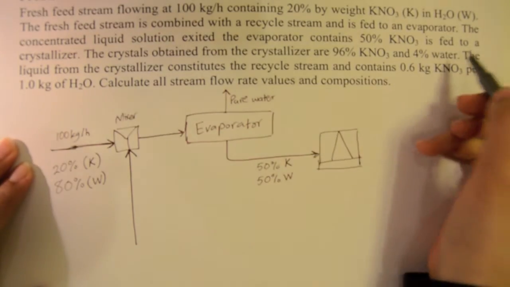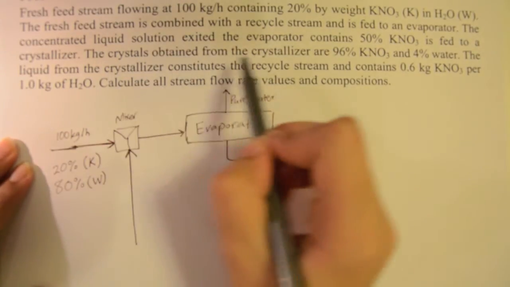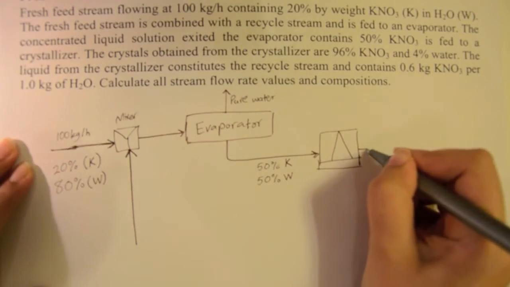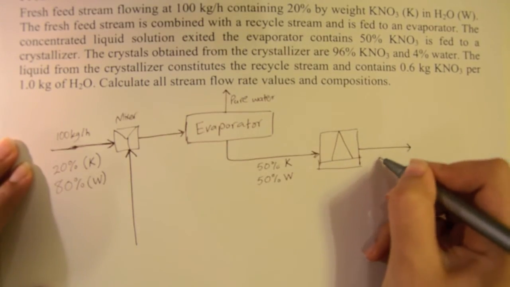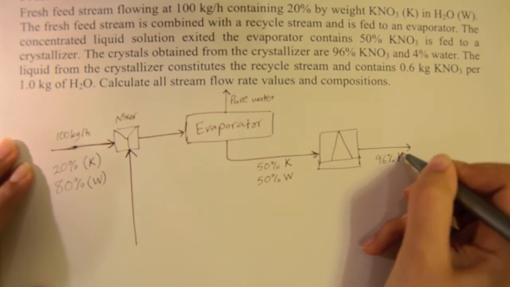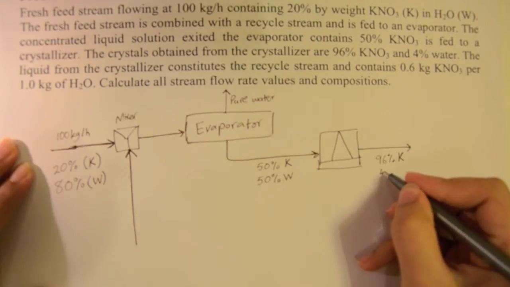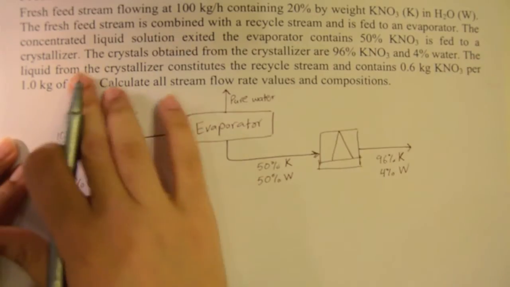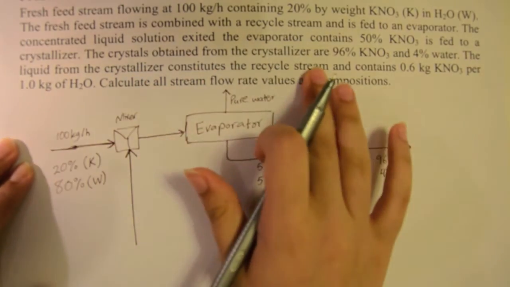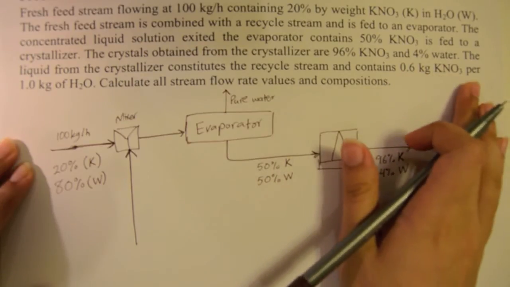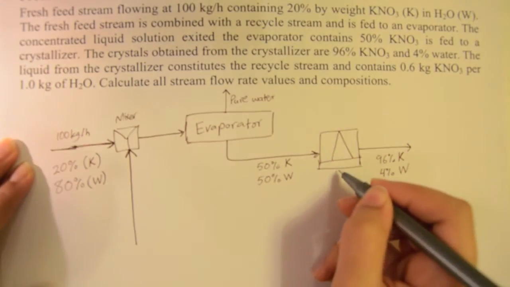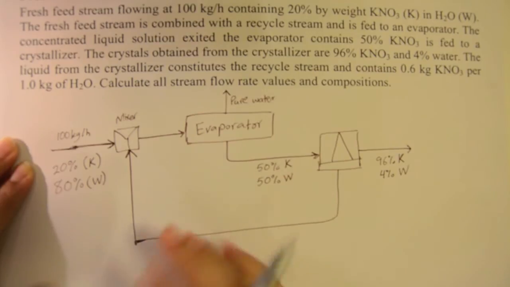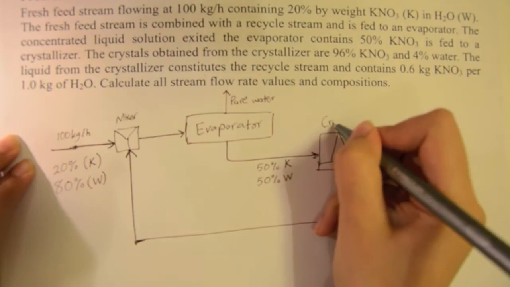So there is a feed. The crystals obtained from the crystallizer are 96% KNO3. So there's a stream here which contains 96% K, and of course the rest is water, which is 4% water. The liquid from the crystallizer constitutes the recycled stream and contains 0.6 kg KNO3 per 1 kg of H2O. So the recycled stream is coming here. So this is the crystallizer.